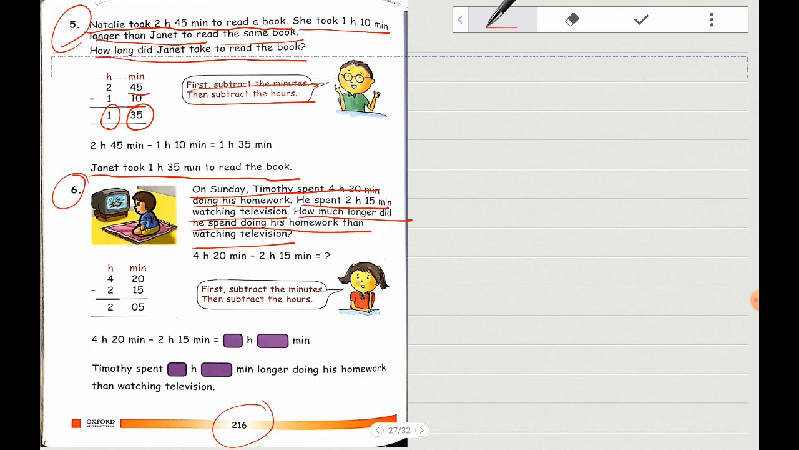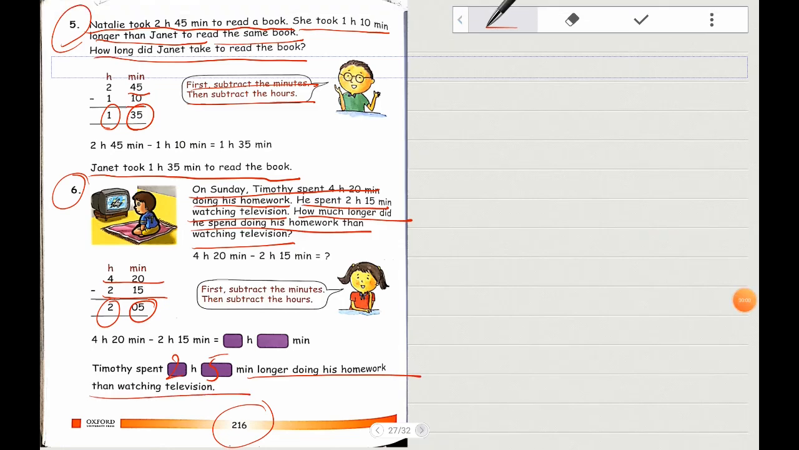Now again, you can see that 4 hours 20 minutes is greater than 2 hours 15 minutes, so we will write 4 hours 20 minutes above and 2 hours 15 minutes under the bigger number. Now you can subtract it. The answer will be 5 minutes and 2 hours. So Timothy spent 2 hours 5 minutes longer doing his homework than watching television.